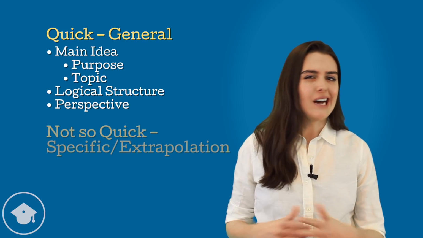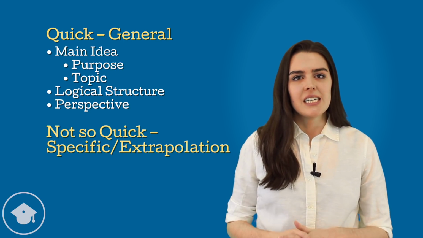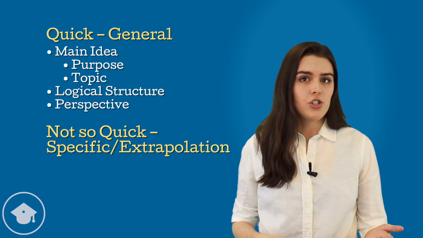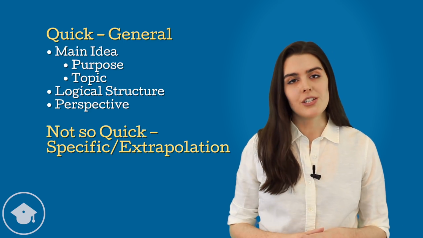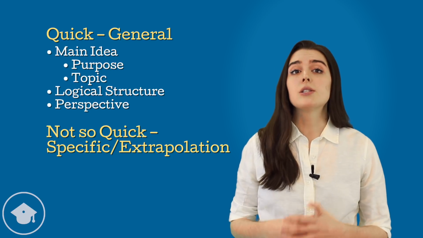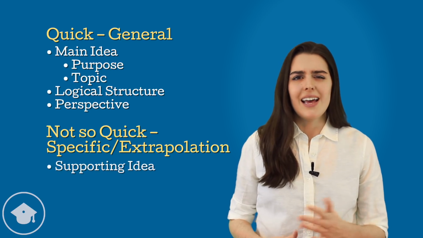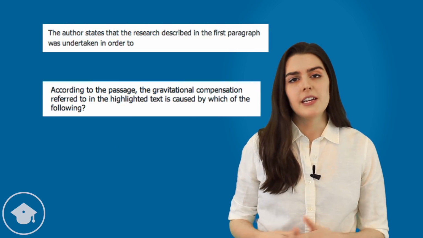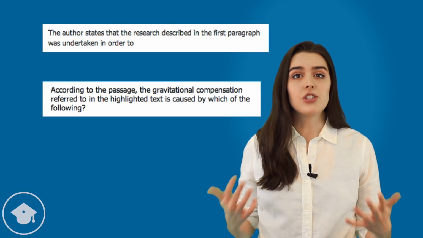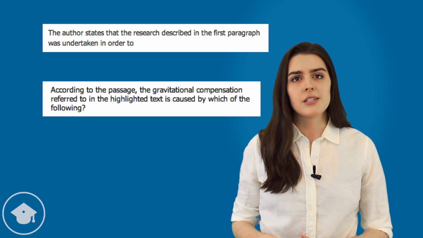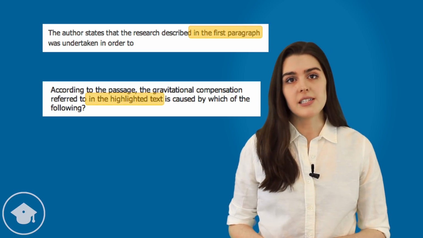On to our not-so-quick questions. Not-so-quick questions fall into two groups. These are specific questions and extrapolation questions. The most common kind of specific question is a supporting idea question, and these are often also called a detail question. Unlike main idea questions, which are dealt with on the passage level, supporting idea questions often focus on single sentences or even pieces of single sentences.